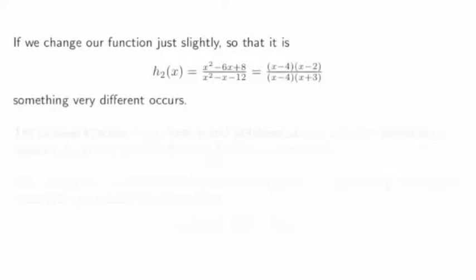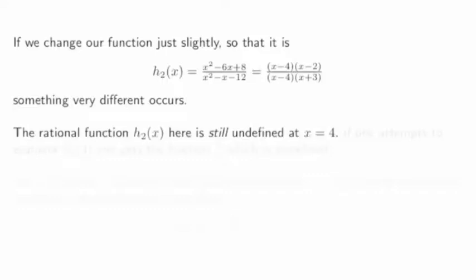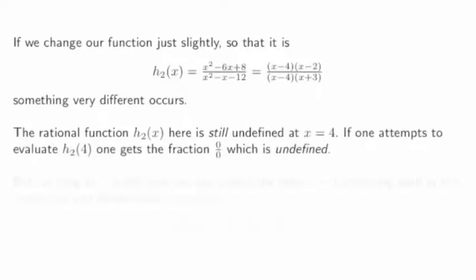If we change our function just slightly so that it is this rational function, where we factor the numerator and denominator in this way, something very different occurs. With this rational function, slightly different, the rational function is still undefined at x equals 4. You cannot plug x equals 4 into this rational function. If you attempt to plug in x equals 4, you get the fraction 0 over 0, which is undefined.